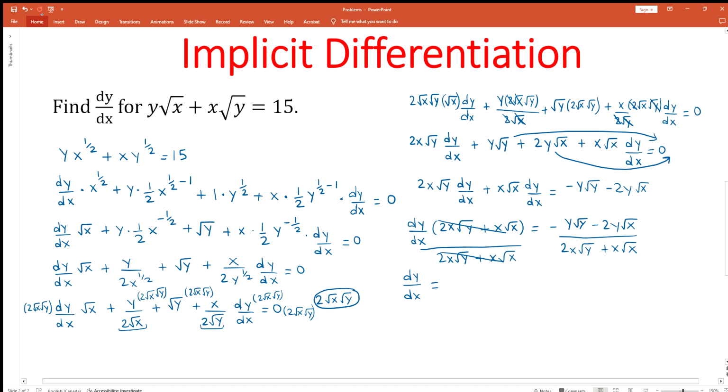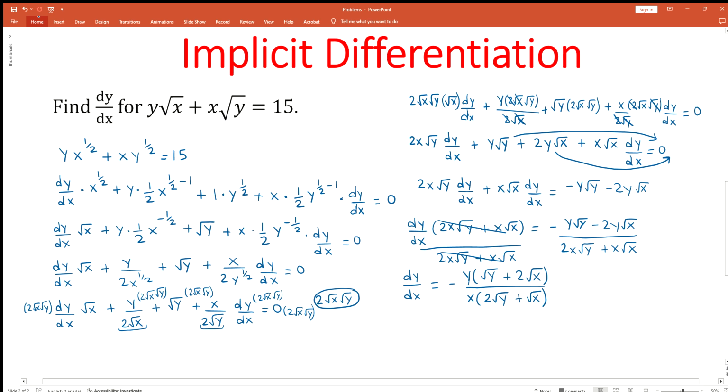On the right side, we can do common factoring. We can factor out negative y from the numerator terms and x from the denominator terms. This is the value of dy over dx. We cannot simplify this expression, so this should be the final answer.